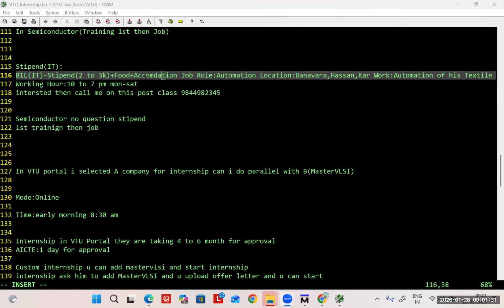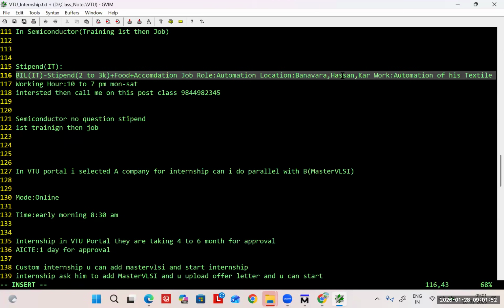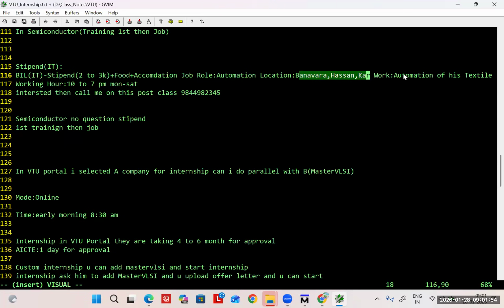Some students have messaged me, asking if I have anything stipend related. If anyone wants stipend-related work, you can call me. At my brother-in-law's office, he may give you one stipend-related work. He will give you 2 to 3,000 rupees, and food, accommodation, everything will be given. The job location will be Banavara or Hassan, that is a Karnataka district. Automation office, textile firm. If you are ready to go, food, accommodation, everything he will take care of, and he will give you some stipend. If you do good work, he will give you more than the stipend also.